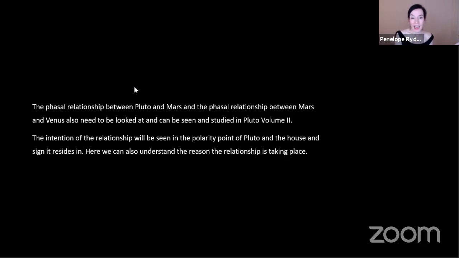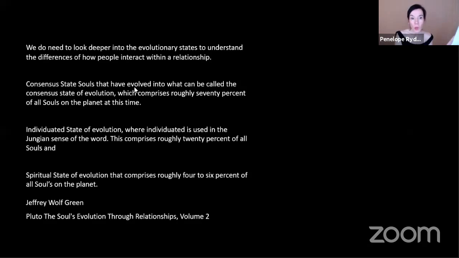Then the intention of the relationship will be seen in the polarity point, and the house it resides in is really important. Then we get to understand the reason for any relationship that's taking place. So we do need to look deeper into our evolutionary states to understand the differences in how people interact with each other in relationship. Every relationship that we have is important. Generally, intimate ones are clearly more important, but every relationship we have with people at work and people we hang out with is important.